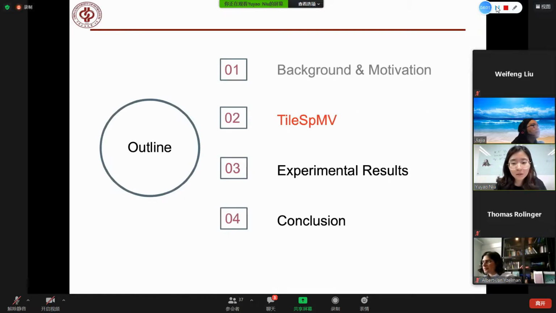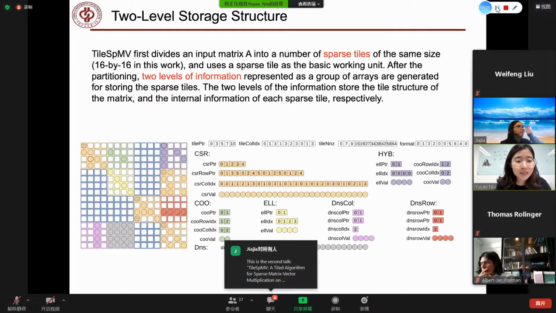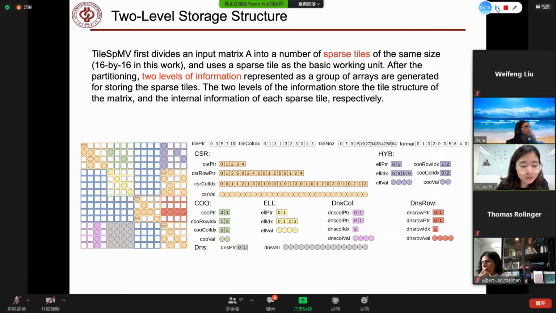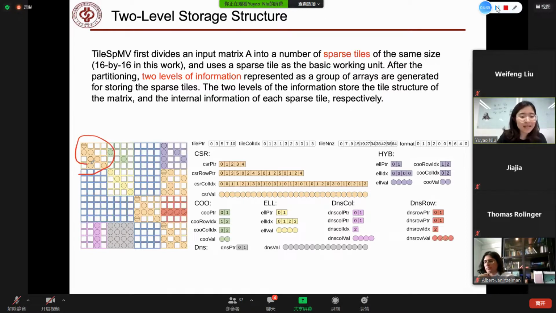So according to the above three challenges, we proposed our tiled algorithm named TileSpMV. Our TileSpMV first divides an input matrix A into a number of sparse tiles of the same size and uses a sparse tile as a basic working unit. So the figure shows a sparse matrix A of size 16 by 16 stored as 10 sparse tiles of the size 4 by 4.